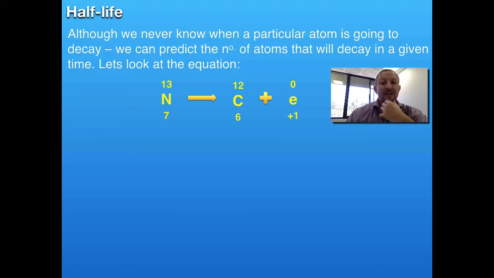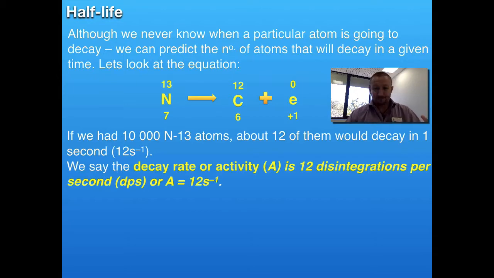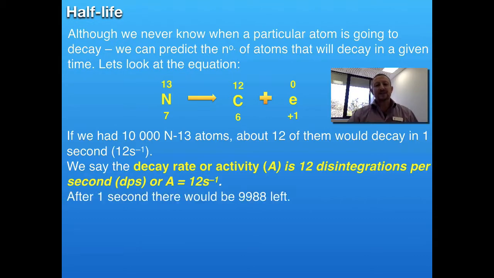So let's look at this equation we've got here. We've got nitrogen 13 breaking down into carbon 12, liberating a positron. Now if we had 10,000 nitrogen 13 atoms, what we would expect to see is around 12 of them would decay within 1 second. This is just an arbitrary number, but it would mean we've got a disintegration rate or decay rate of 12 atoms every second. So hopefully that makes sense. The activity is 12 s to the negative 1, so we're losing 12 atoms every single second.